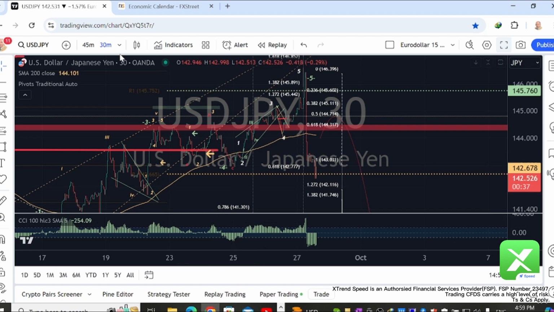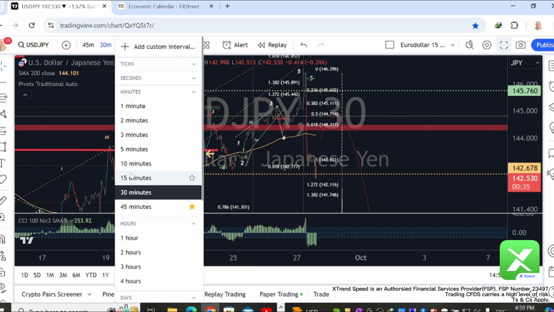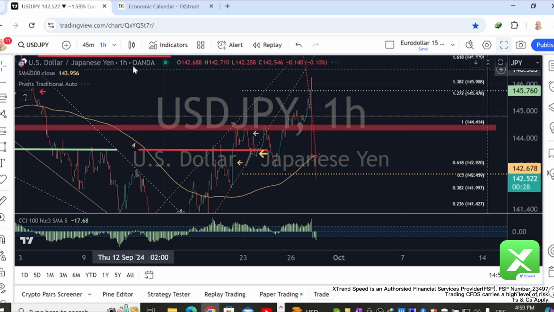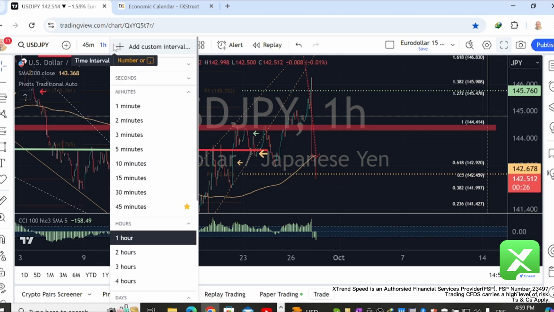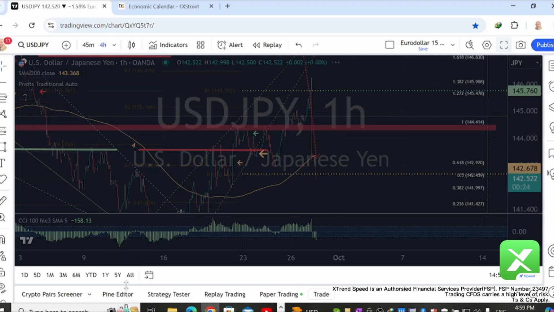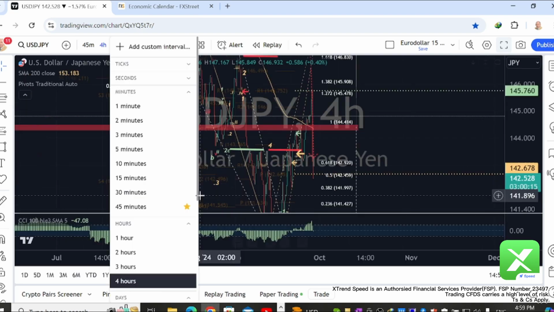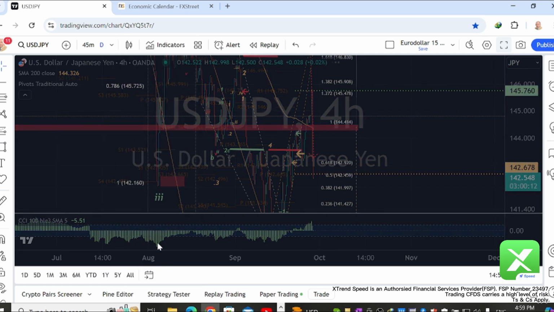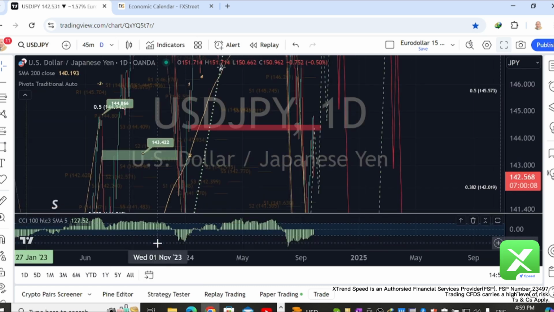Take it now to, I believe we get the same technical picture throughout, so we'll just check if we're seeing negativity on the hourlies. We don't. On the 1 hour, we don't. On the 4 hours, we are beginning to become negative. And on the day, very negative as a matter of fact.